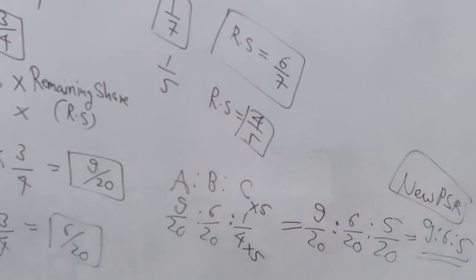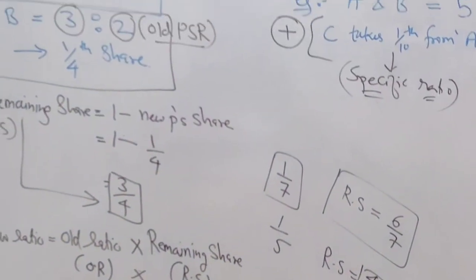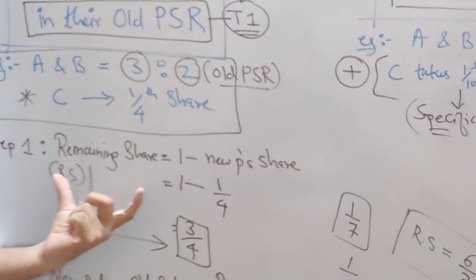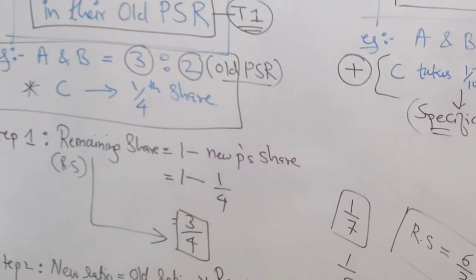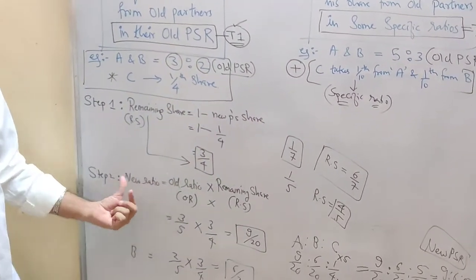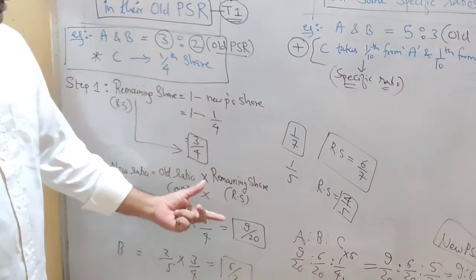This is how we calculate the new ratio in type 1. So these are two steps. For the remaining share, I gave you a trick to find it quickly. Step 2, new ratio, OR RS. Doing step 2, you will get the new ratio like this.